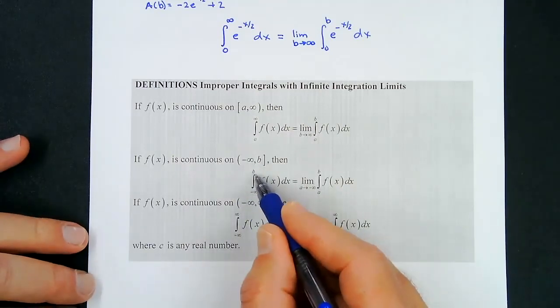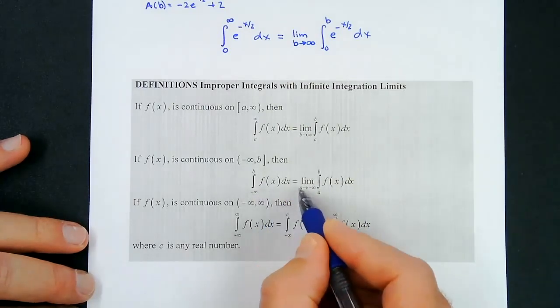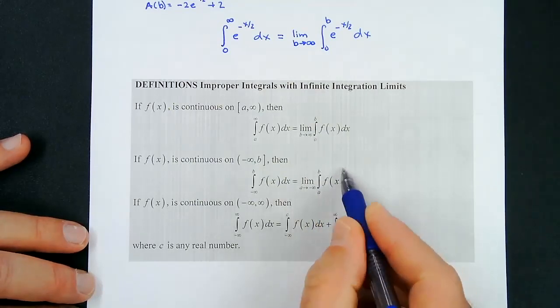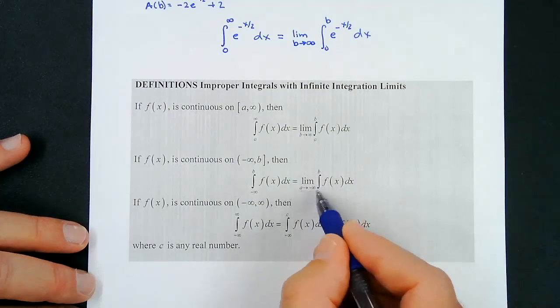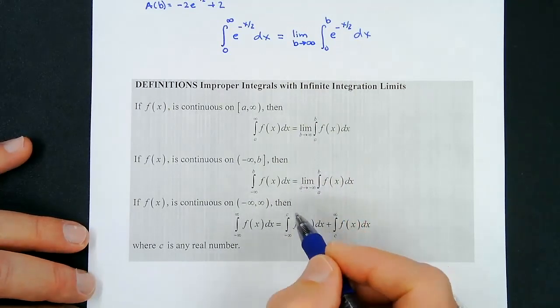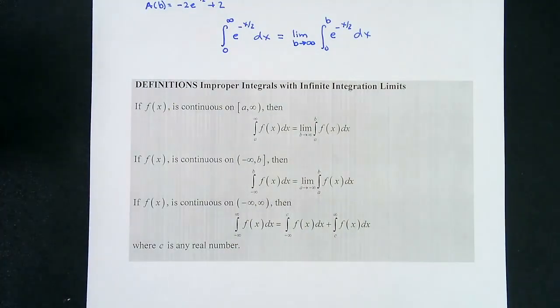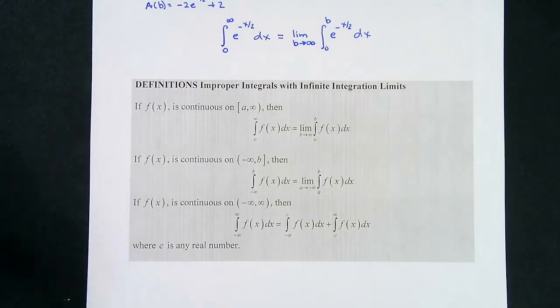If f of x is continuous on negative infinity to b, and we ask you for the integral from negative infinity to b, then we're going to find the limit as a goes to negative infinity. So this is what we're going to call a, and we're going to go from a to b of f of x dx and evaluate this and find the limit as a goes to negative infinity. And sometimes these will come out to be values and sometimes they won't, all right? And so we say it either diverges or converges.